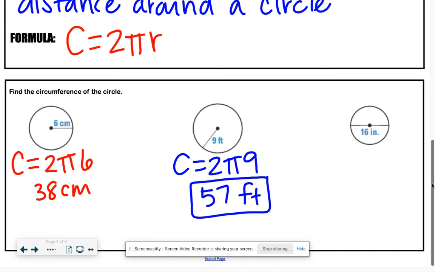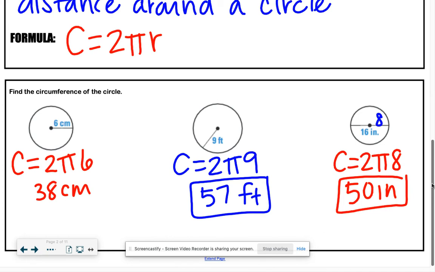Now, don't get ahead of yourself. On this next one, 16 is your diameter, so your radius would be 8. That's right. You gotta be careful. All right, let's plug that in. 2 times pi times 8. It would be 50. We're okay with 50? 50 inches.